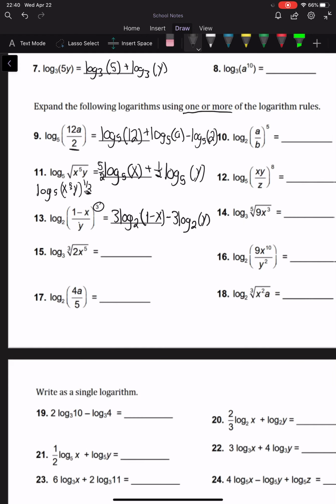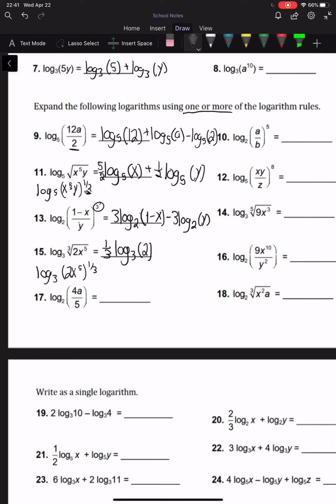Next question, we're going to be multiplying exponents again. So because this is the cubed root, we're going to rewrite this as log base 3, 2x to the 5th, this time to the 1/3 power. So here we go again. So we're going to have 1/3 log base 3, 2.